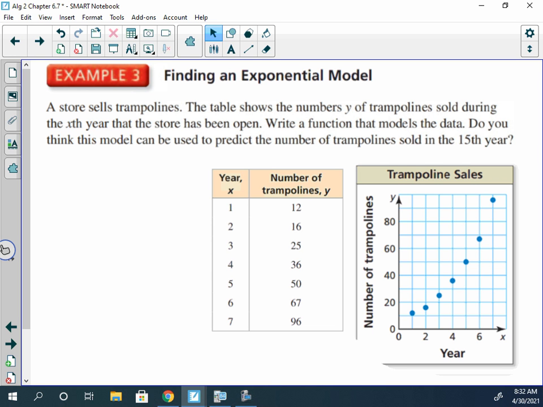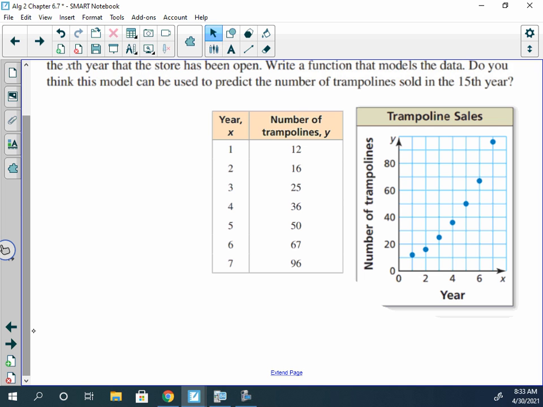A store sells trampolines. The table shows the number y of trampolines sold during the xth year that the store has been open. Write a function that models the data. Do you think the model can be used to predict the number of trampolines sold in the 15th year? So we have this here. And as we look at it, it is increasing because we do have the table here and the graph. And as we see, it is increasing up.